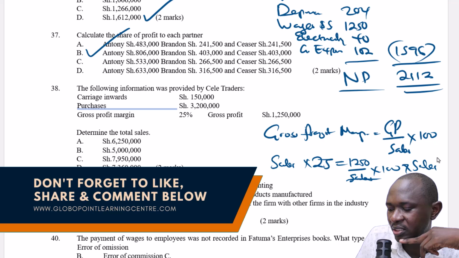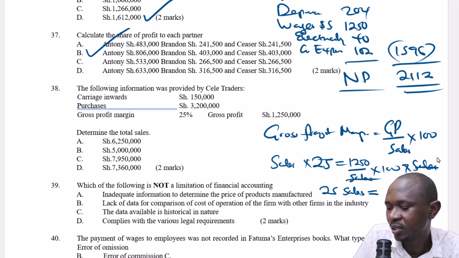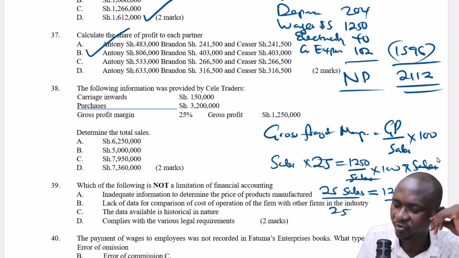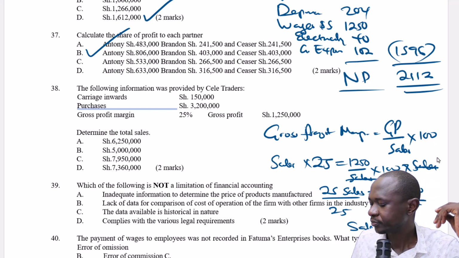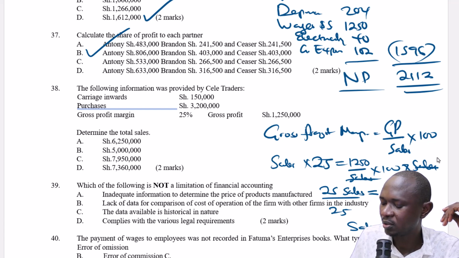So of course this sales goes with this sales. We have 25 sales, and sales can be X, is equals to 1250 00. I think we are okay. So divide by 25, divide by 25, so that we can get the sales. Yeah, that is well in order. So sales is equals to 1250 00 divided by 25. That gives us 5,000. So sales is equals to 5,000.